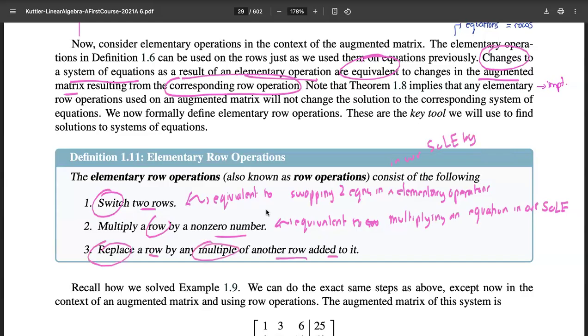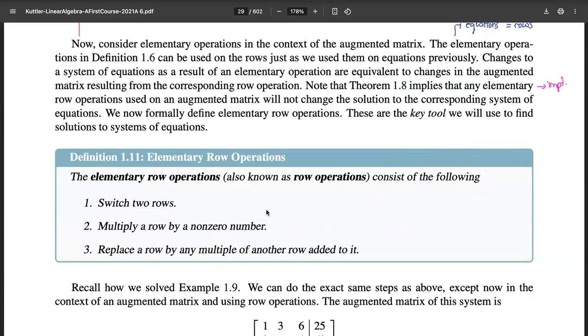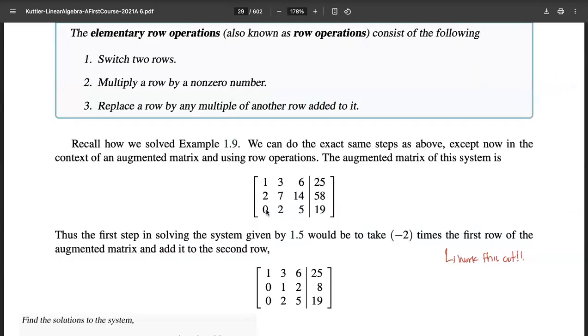Okay? We did example 1.9 in one of the previous videos. Whatever elementary operations we performed to solve that example, we can do the exact same steps, except now in the context of an augmented matrix and using row operations.